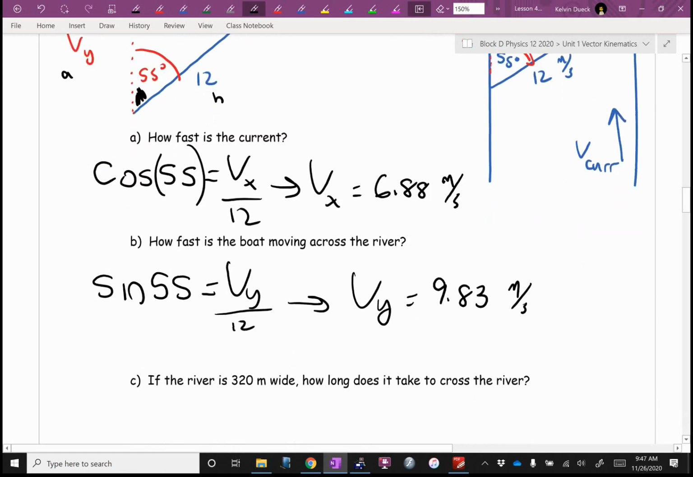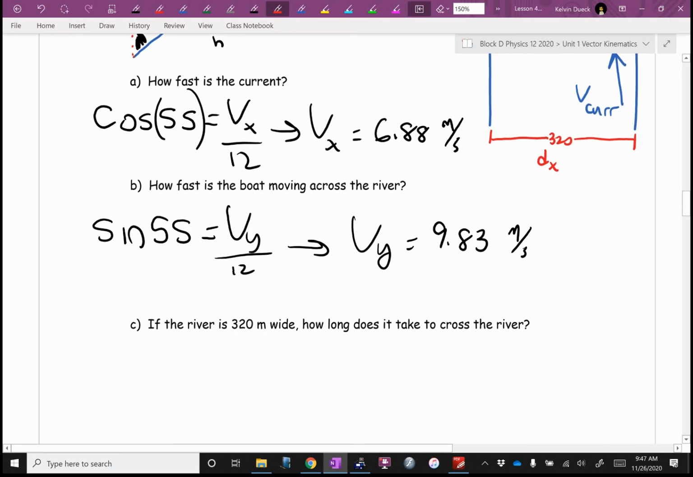If the river is 320 meters wide, that's going to be this way. That's a distance, a dx or a dy? Dx. How long does it take to cross the river?